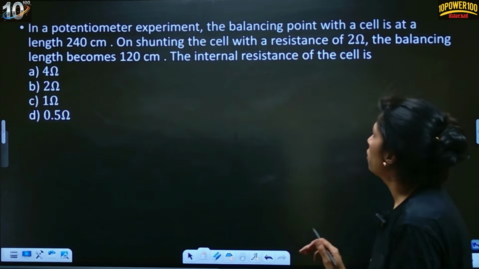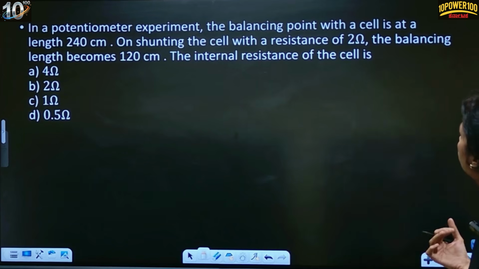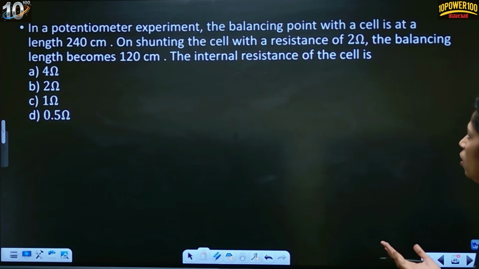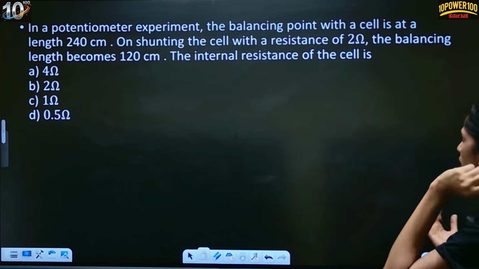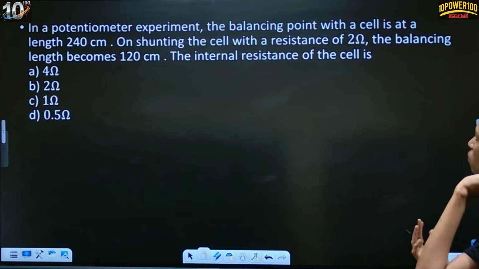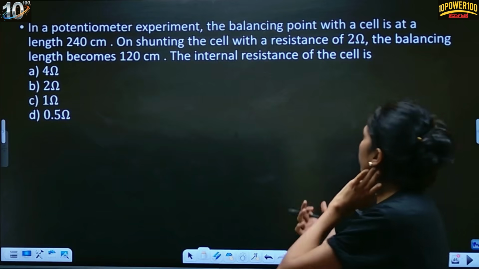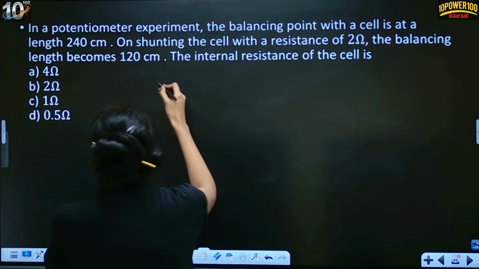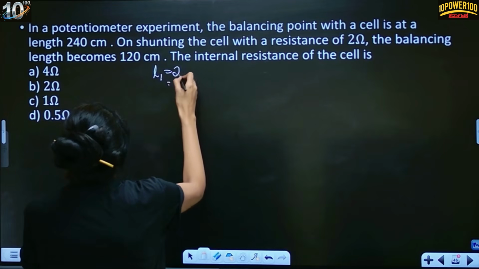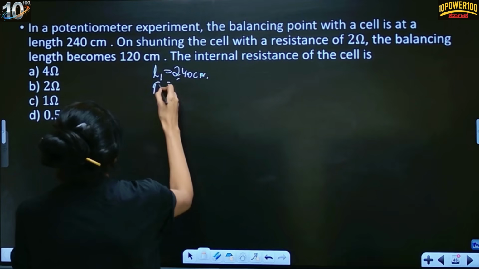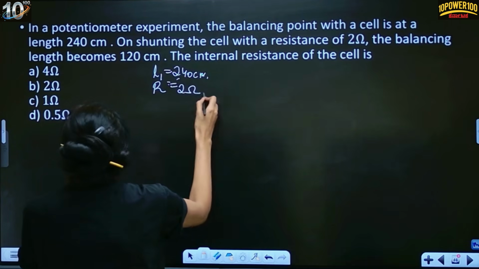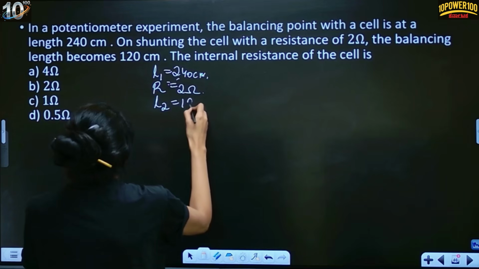Okay, next, in a potentiometer experiment, the balancing point with a cell is at 240. On shunting the cell with a resistance of 2 ohm, the balancing length becomes 120. Fine, what's the internal resistance of the cell? Okay, so I'll take the balancing length as L1, 240 centimeter. The shunt resistance is given as 2 ohm, and L2 is 120 centimeter.